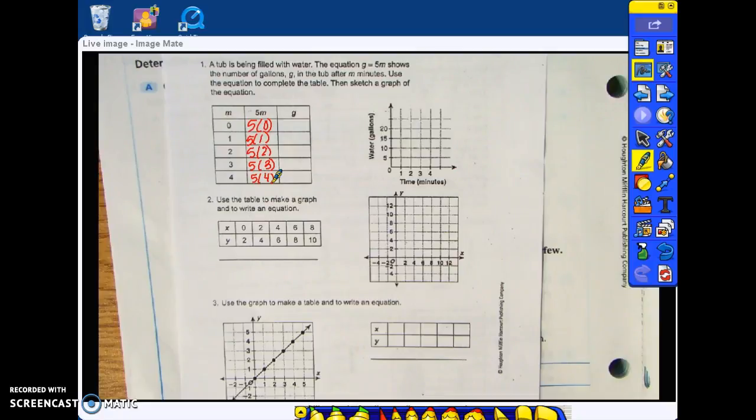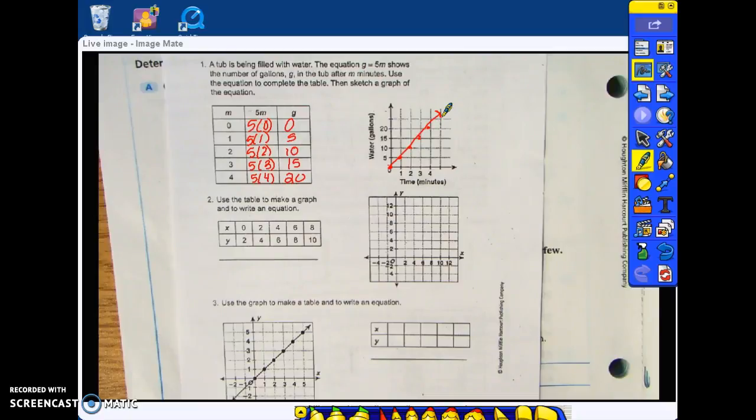5 times 0 is 0. 5 times 1 is 5. 5 times 2 is 10. 5 times 3 is 15. 5 times 4 is 20. So we're going to plot these points. This is our x, this is our y. So we're at 0, 0, 1, 5, 2, 10, 3, 15, and 4, 20. That is the graph of that equation.